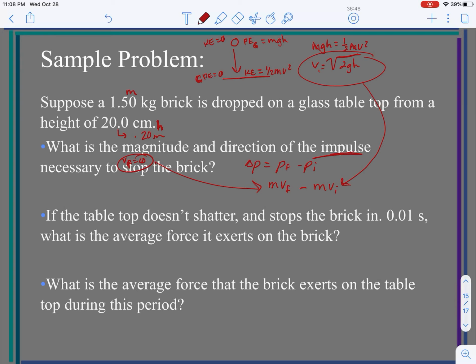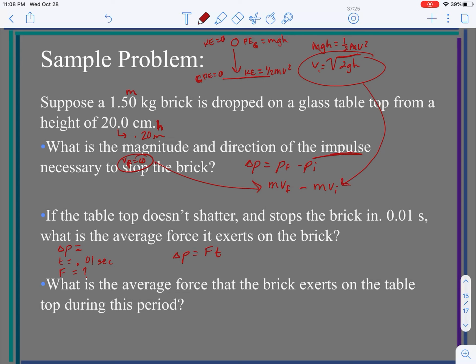And the next question: if the tabletop doesn't shatter and it stops the brick in 0.1 seconds of time, what is the average force exerted on the brick? So at this point, we've calculated the change in momentum from the previous question. It's telling us that we have a time of 0.01 seconds, and they are asking for the force needed in order to stop the object. So this would just simply be that my impulse is force times time. I would just divide both sides by time, and I would calculate my force from that relationship.